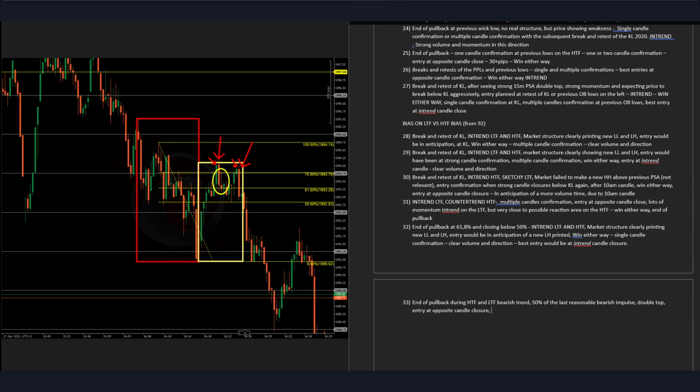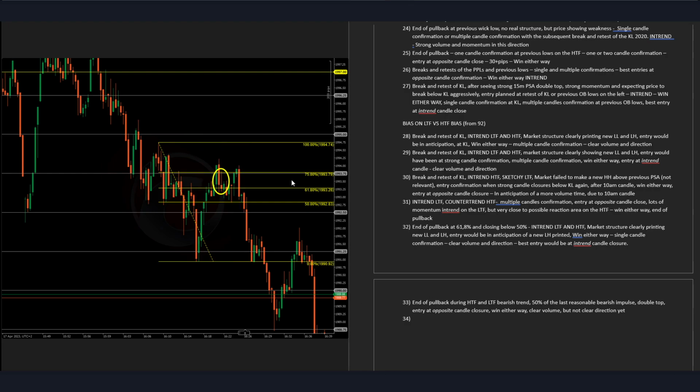candle closure. We need a clear volume, but not clear direction yet. So that will be an anticipation, because if you didn't know about the future, that's quite messy. To be a bearish trend, there's a lot of bullish candles that are often engulfing the previous ones, as you can see. Look at these bullish ones engulfing the previous ones. So it's quite a little bit in anticipation.